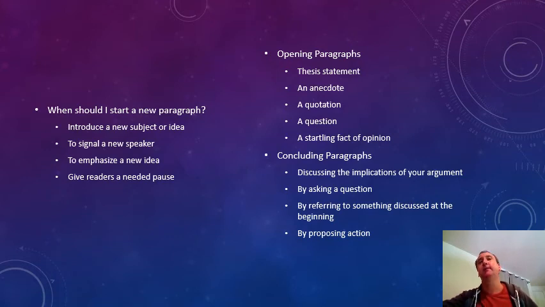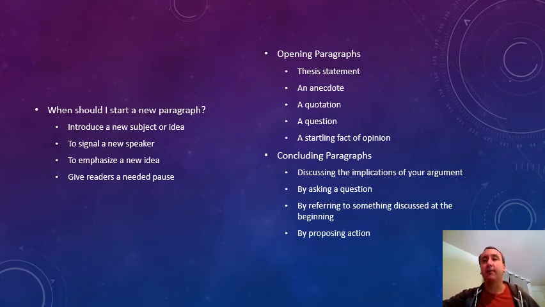A question is another way. You may want to ask something about what you're going to argue later on. You may start the paragraph with a question about something, tell why that might not be true, and then say, this is what I think, this is my thesis. That's another way of starting a paper that's a little more interactive with your reader. It gives them something to think about instead of just reading a description.